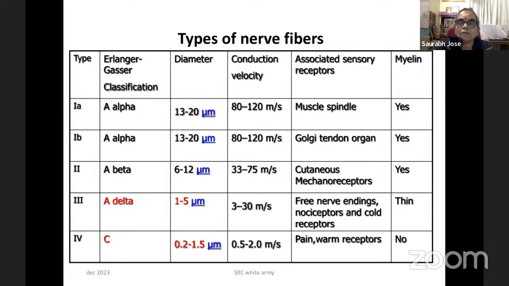And 1A alpha is the motor that contains the spindle afferents. It supplies the muscle spindle. And 1B is the Golgi tendon organ. That is also motor. And beta is the cutaneous mechanoreceptors. And A delta is the fast conducting pain fiber. And C fiber is the slow conducting pain fiber. So these are the various fibers and their classification.